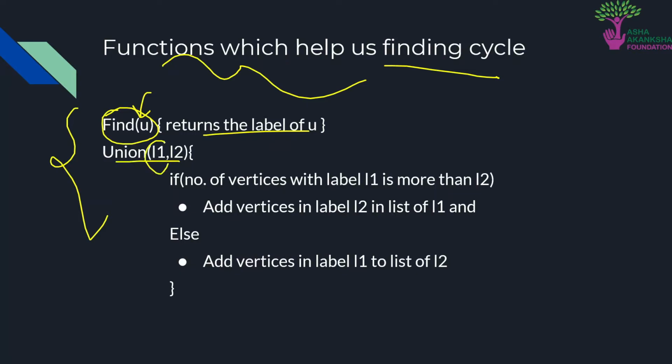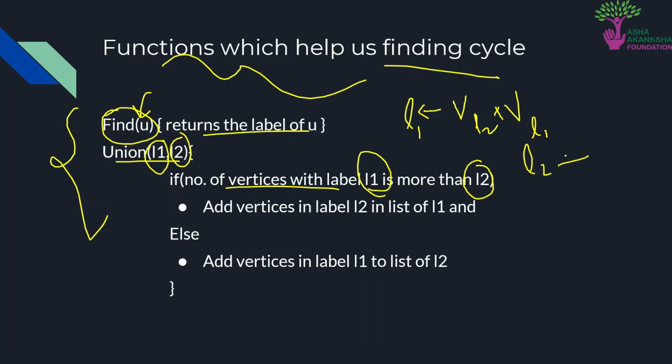The union function will take L2 and L1. These are the labels. L1 will have the list of vertices which have label L1, and L2 will have the list of vertices which have label L2. If the number of vertices with label L1 is more than that of L2, we will add the vertices with label L2 to the list of L1. Now L1 will have the vertices of L2 plus the vertices which were already in L1, and L2 will now have 0 vertices, or we can also delete the label L2. We will do vice versa if label L2 has more vertices than L1.